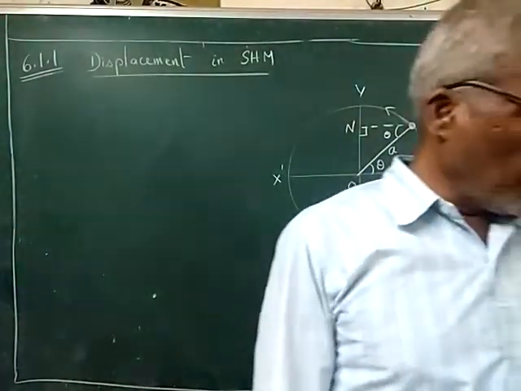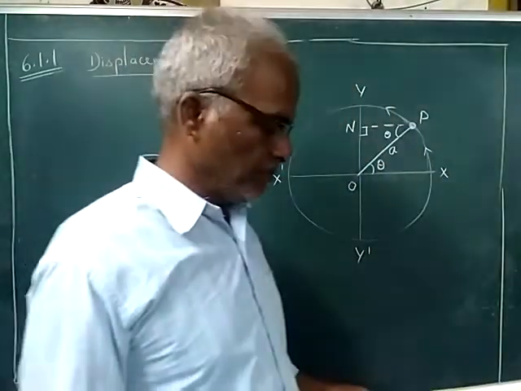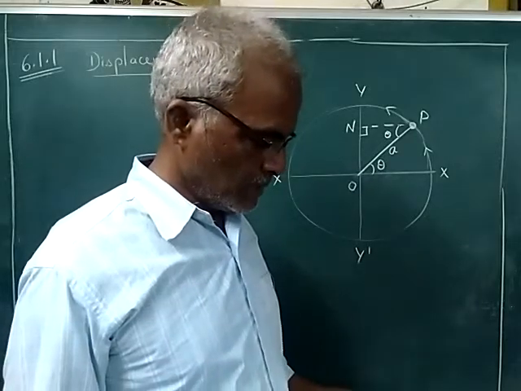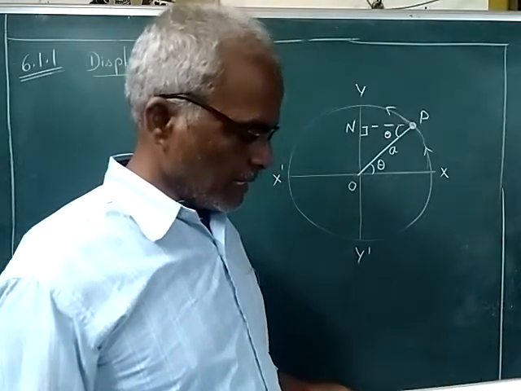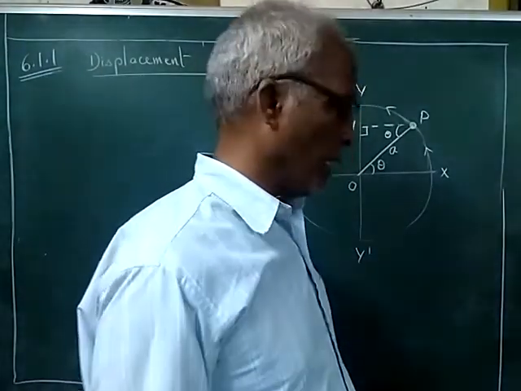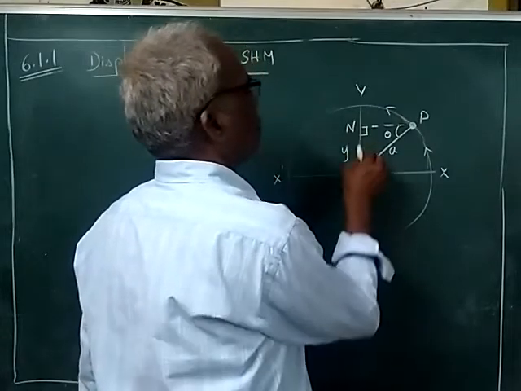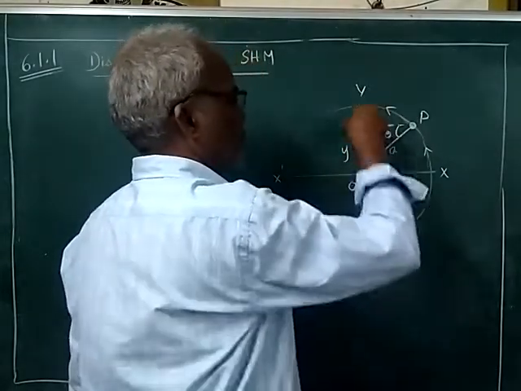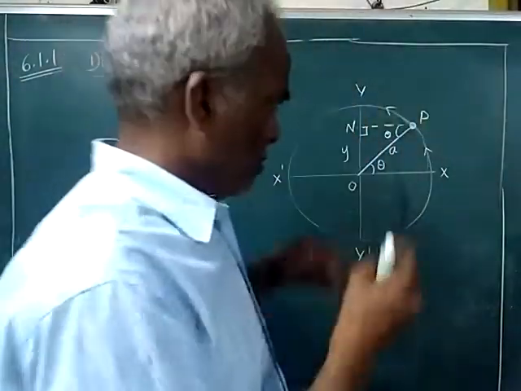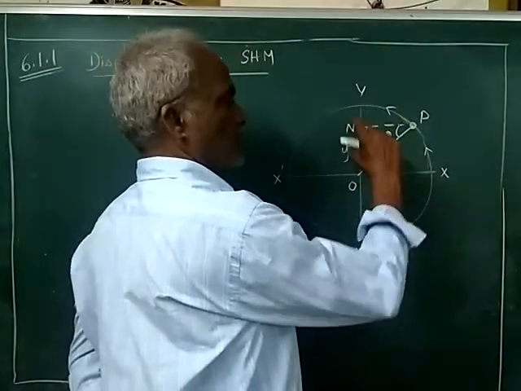The distance traveled by the vibrating particle at any instant of time t from its mean position is known as displacement. When the particle is at P, the displacement of the particle along the y-axis is y. Now this is the displacement from O to N along Y dash, this line. So this distance ON is the displacement.